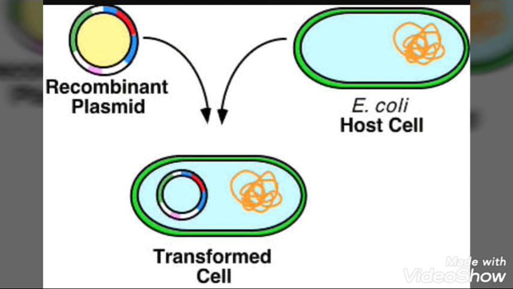One more diagram: recombinant plasmid, E. coli host cell, transformed cells. So the recombinant plasmid is introduced into the E. coli host cell, and then in the transformed bacterial cell we can observe the recombinant plasmid.